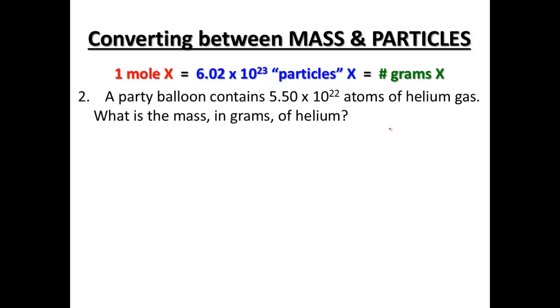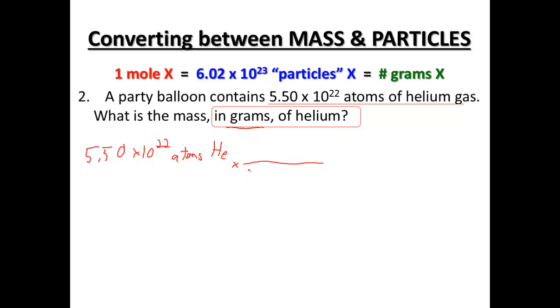So we've got a party balloon filled with 5.0 times 10 to the 22nd atoms of helium gas. What is the mass of helium in grams? So our first idea, looking to solve for mass in grams of helium, we know we have 5.0 times 10 to the 22nd atoms of helium. So our first step is we need to go from particles, so atoms of helium, to moles of helium.